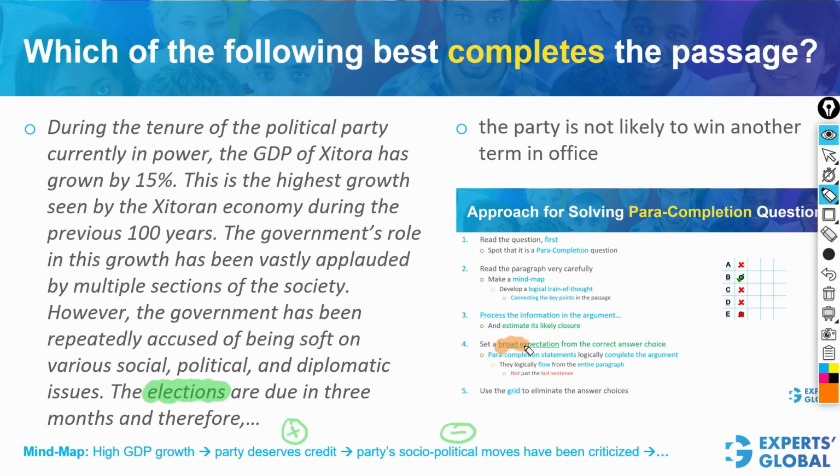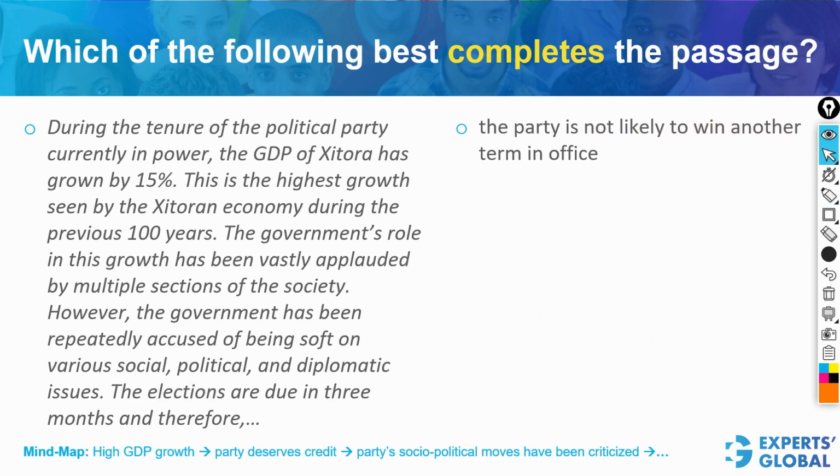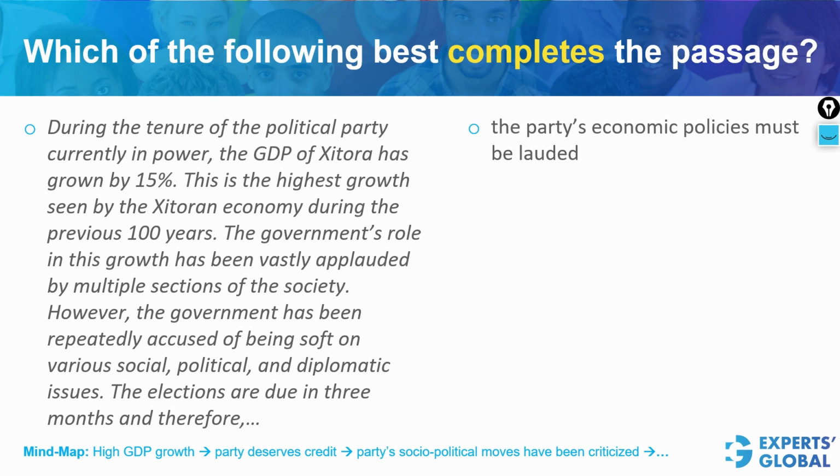Once this broad expectation has been established, the rest is easy. This answer choice talks about a negative outcome, and therefore this answer choice is catering to only the negative part of the paragraph, and it can be very comfortably eliminated. Therefore, this answer choice is incorrect. Please look at this answer choice.